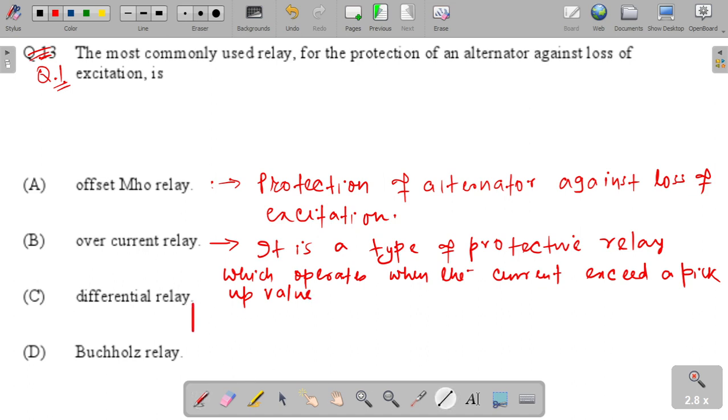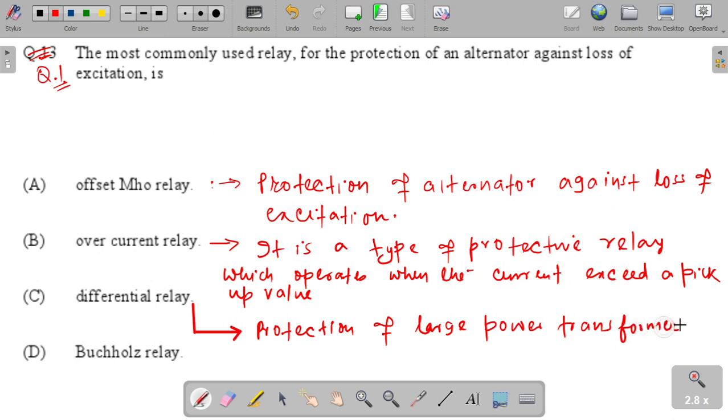The next relay is the differential relay. It is used for the protection of a large power transformer against internal short circuit.